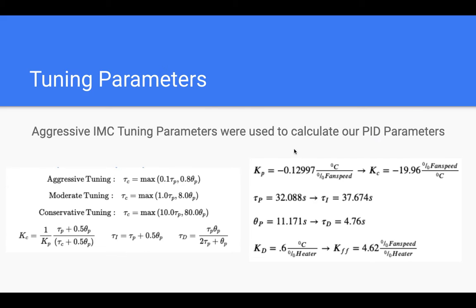And we did this to calculate optimized values for Kp, Tau p, and Theta p, which are used to calculate PID parameters. To get to our PID parameters from our FOPDT parameters, we used aggressive IMC tuning correlations. And the aggressive correlations were used because overshoot was not a problem for our system. We're trying to decrease the temperature of the heater to a certain set point, and going slightly colder isn't an issue. And on the right, you can see our calculations to get from the FOPDT to the PID parameters.